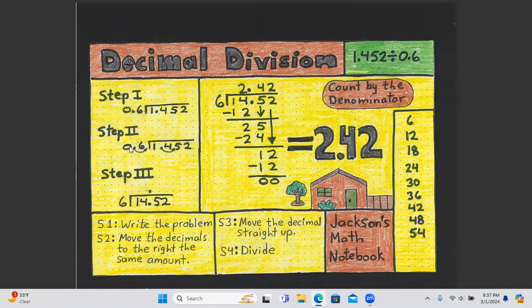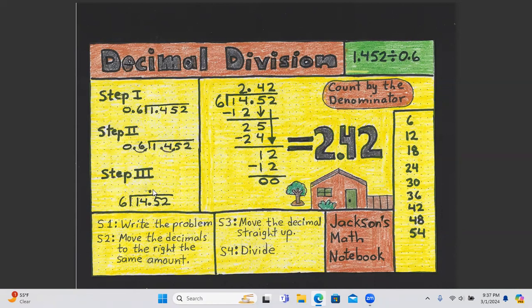And so in this case, we're only going to move it one place over because that's as far as we can go. And so we're going to move the decimal point in the divisor one place over to the right. And we're going to do the same exact thing to the dividend by moving that decimal one place over to the right. And in step three, now we have 14.52 divided by 6. Now we can move the decimal straight up and it's going to stay there.